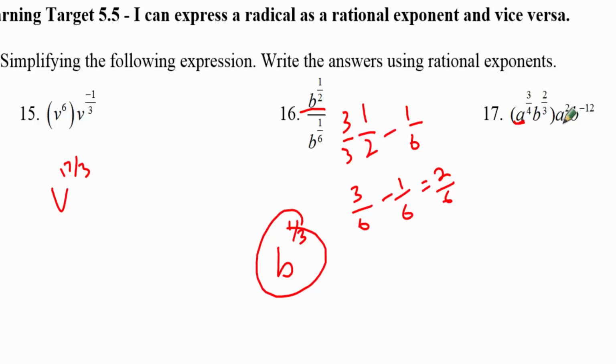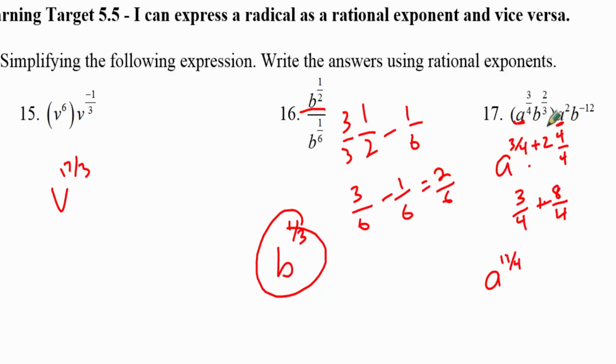So same thing here. I've got a's here, and I've got a's here. We have a to the 3/4 times a to the 2nd, right? So 3/4 plus 2. So what the heck is 3/4 plus 2? You put 2 and multiply it by 4/4 to make it fourths, right? So this would be 3/4 plus 8/4, which is 11/4, so a to the 11/4.